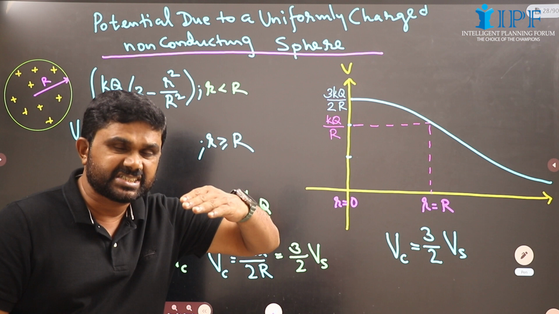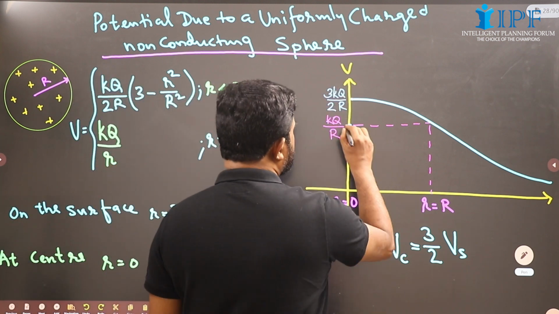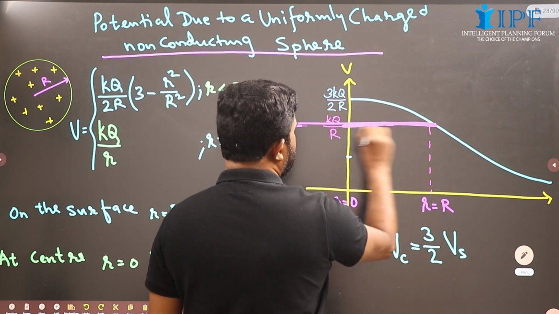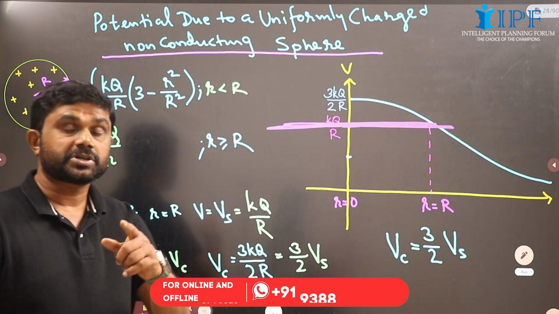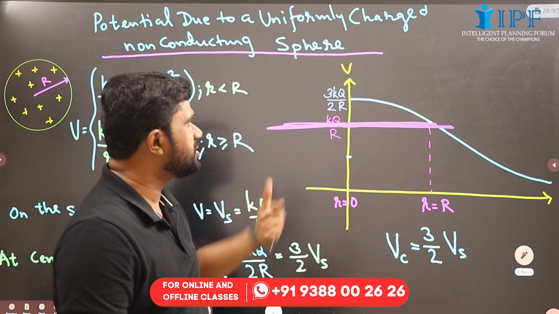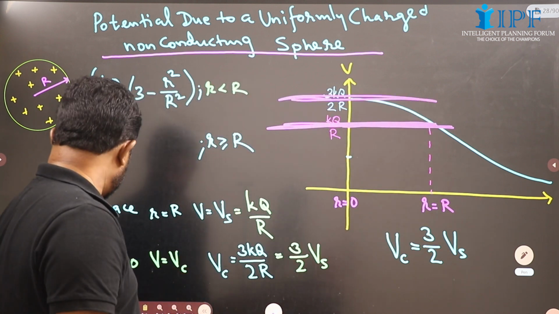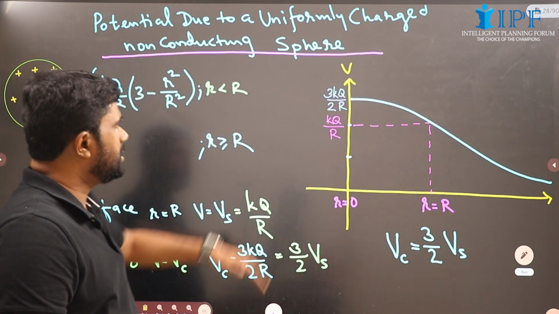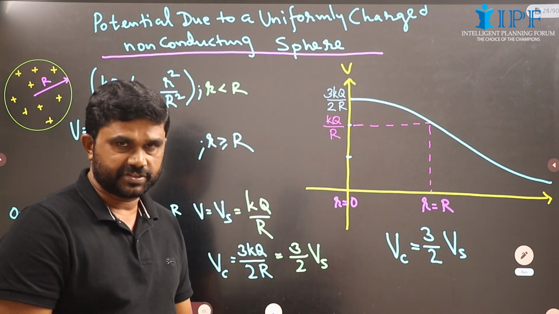Means potential at the surface plus half of it. See, this is the potential at the surface, and the potential at the center will be this plus half of it. This plus half of it means it will come here. Okay, now let us see. This is the potential at the center and this is the potential at the surface.